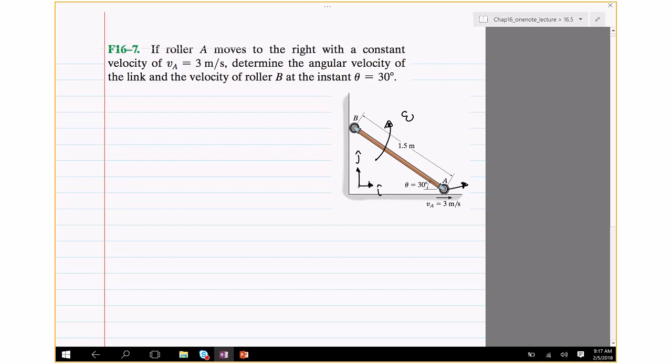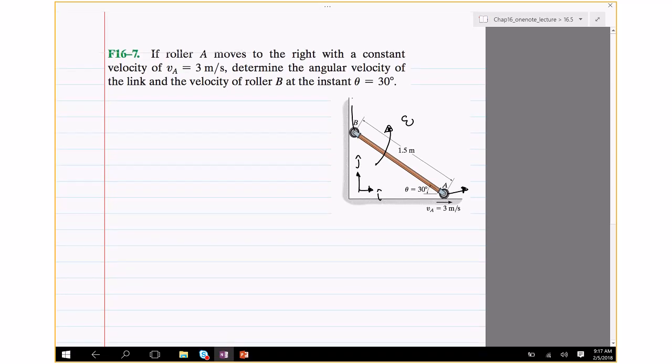So we know that if A is moving to the right, B is probably moving down, and the link AB is rotating counterclockwise. We know that from intuition. However, you do not have to know that. You can start by assuming that the angular velocity is positive, clockwise. And let's assume that the velocity of B is this way. We know that's not the right direction, it's downwards.